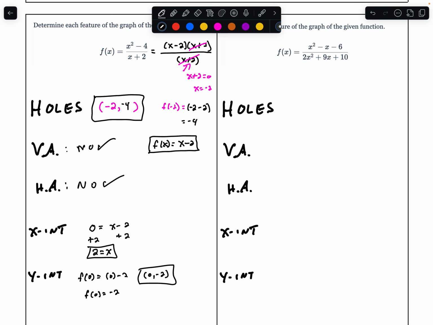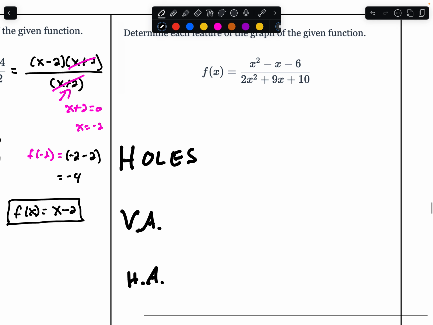All right, so next function, let's take a look at this guy. What is going to be happening here? So if I look at f of x, the first thing that I'm going to do is ask what can I factor? Can I factor anything here? Well, let's just factor this into x minus 3 and then x plus 2, right? And now the denominator, we have an AC method, right? So 2 times 10 is 20, right?